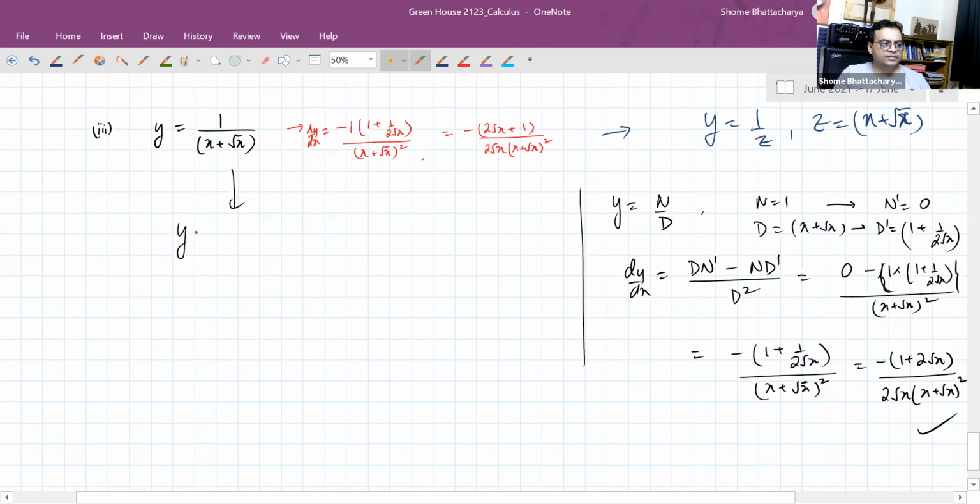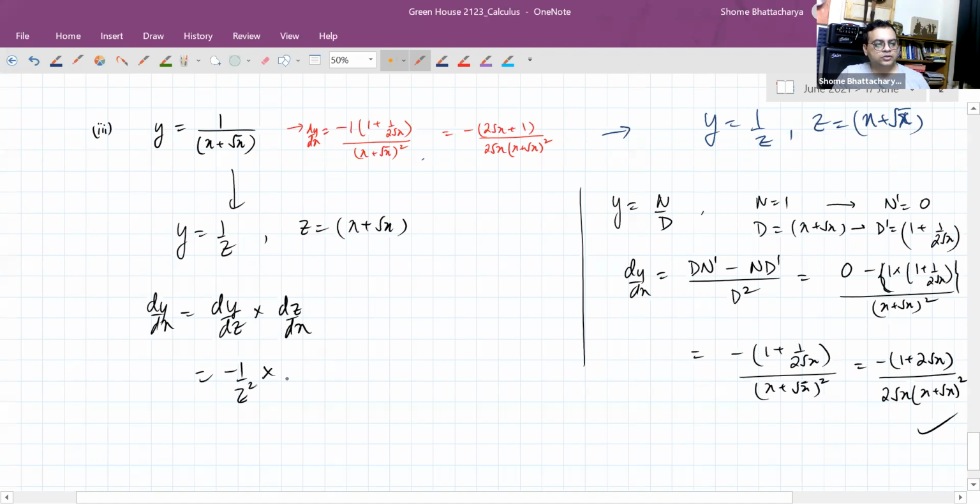See, you can just write y as 1 by z, where z is equal to x plus root x. Now we can see that dy by dx is dy by dz into dz by dx. Now y is 1 by z, so dy by dz will be minus 1 by z square, and z is this, so dz by dx is how much? It's 1 plus 1 by 2 root x.